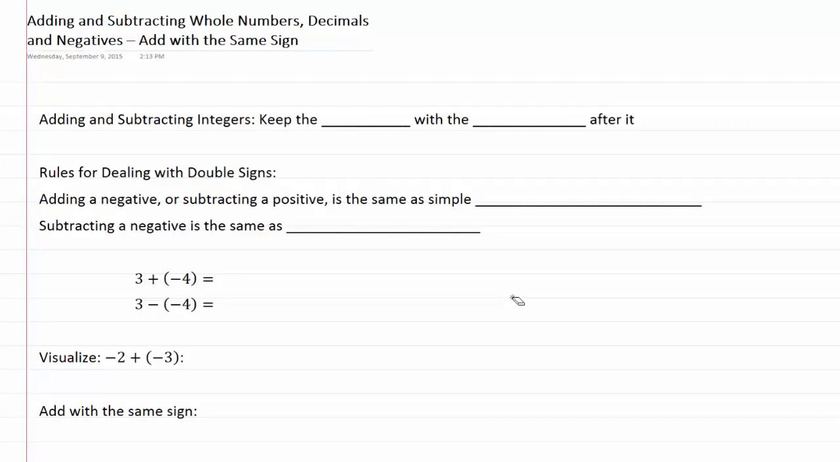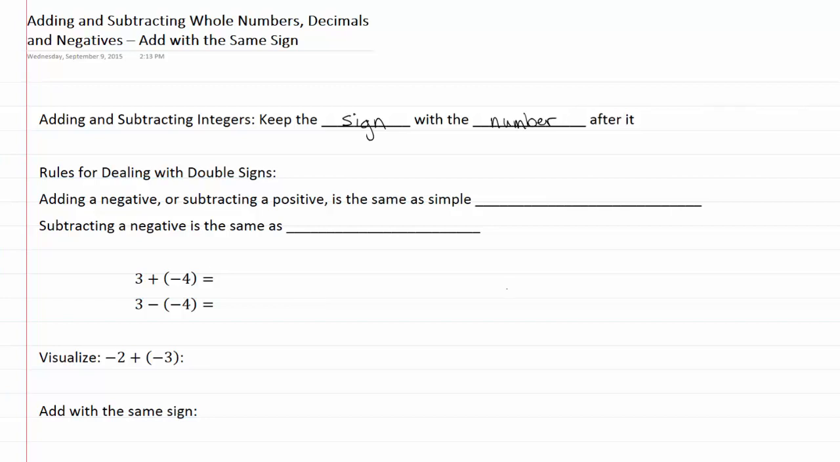Adding and subtracting whole numbers, decimals, and negatives. Add with the same sign. When we're adding and subtracting integers, one of the things that you want to keep in mind is to keep the sign with the number that comes after it.